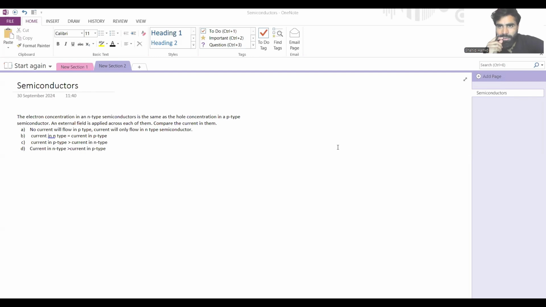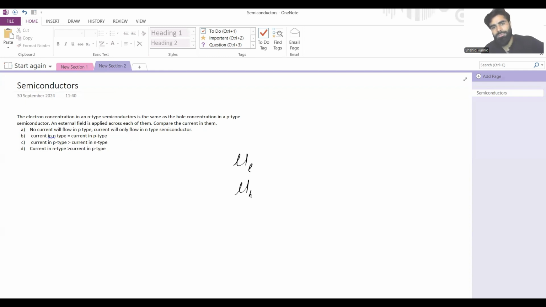And the four options are given below, and we have to compare the currents: where it is greater, where it is smaller, whether it is equal on both sides. The answer is, if you know the concept of mobility, generally denoted by mu. If it is for electrons, then mu e, and if it is for holes, then mu p or mu h.